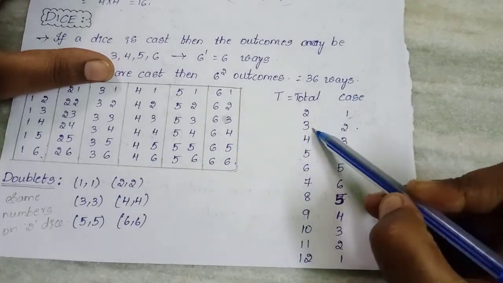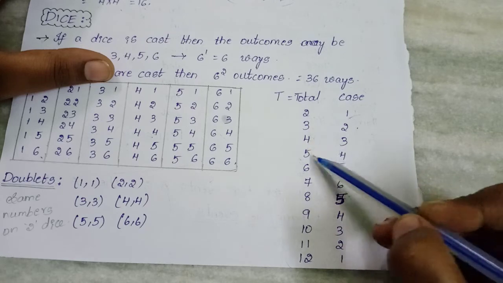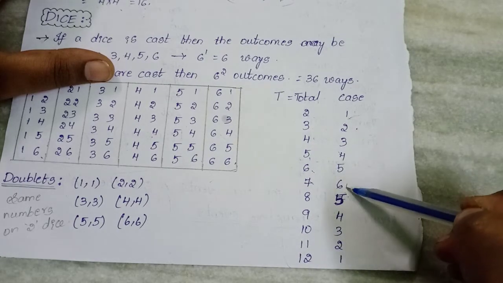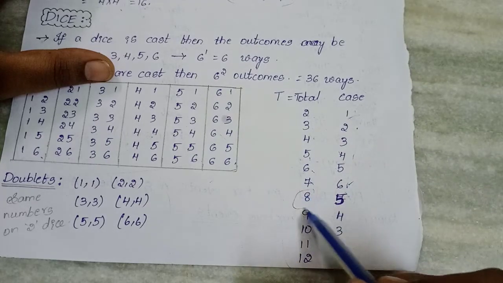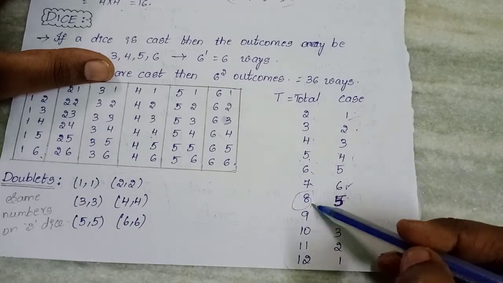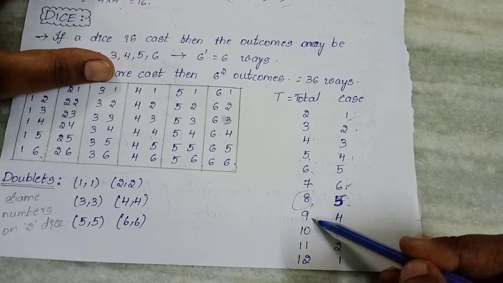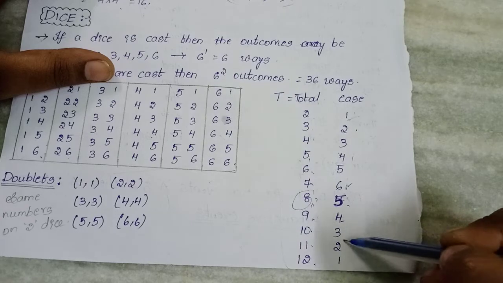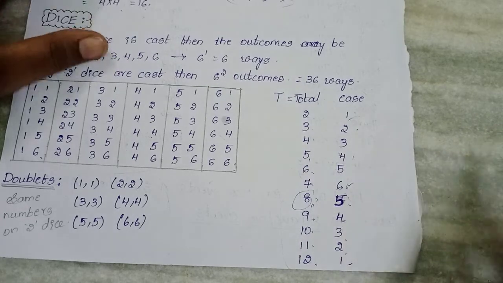Total 2, total 3, total 4, total 5, total 6, total 7: the number of cases will be 1, 2, 3, 4, 5, 6. At 8, you will have the reverse. Total 8, 9, 10, 11, 12 have 5, 4, 3, 2, 1 cases. If you want to check, you can check.